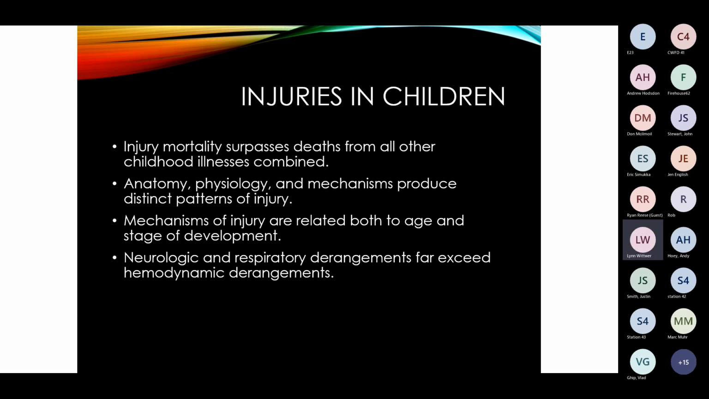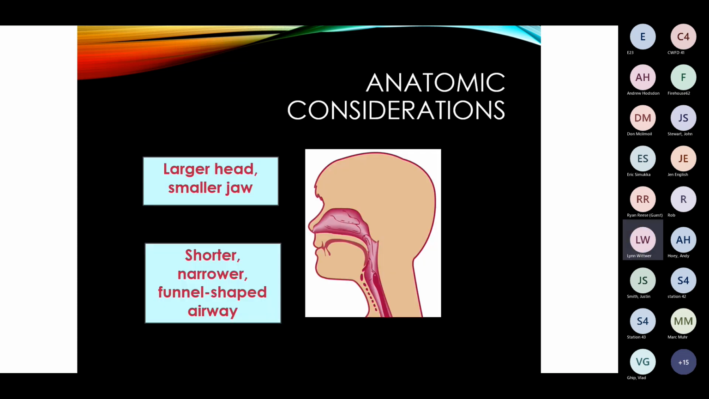Now, injuries. Injury mortality surpasses deaths from all other childhood illnesses combined. In other words, trauma. Anatomy, physiology, and other mechanisms produce distinct patterns of injury that are both related to age and to stage of development. Neurologic and respiratory derangements far exceed hemodynamic derangements. So you're going to see neuro-respiratory changes before you see shock, or more commonly.